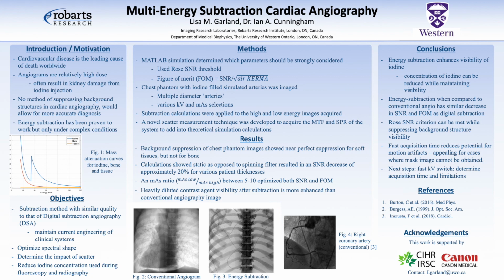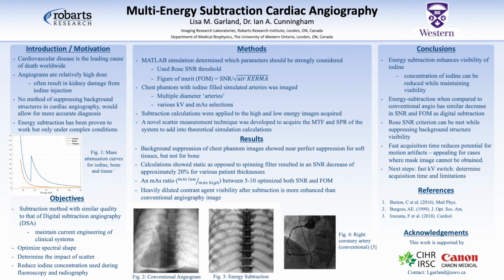In conclusion, we can see clearly from the phantom images that energy subtraction greatly enhances the visibility of iodine while maintaining the same or less patient entrance dose, and with reduced contrast agent concentration. The decrease in SNR and FOM when compared to conventional angiography is similar to the loss that we see with DSA, which is widely accepted and used regularly.